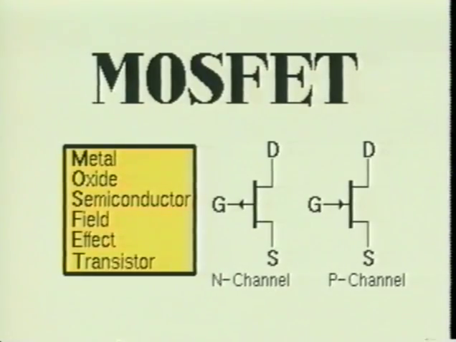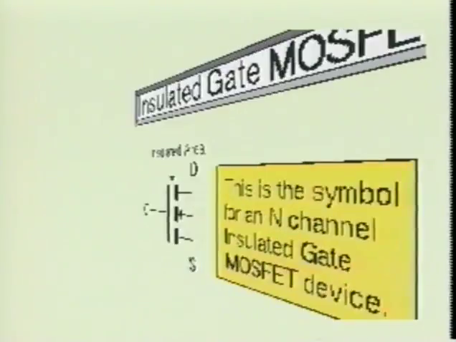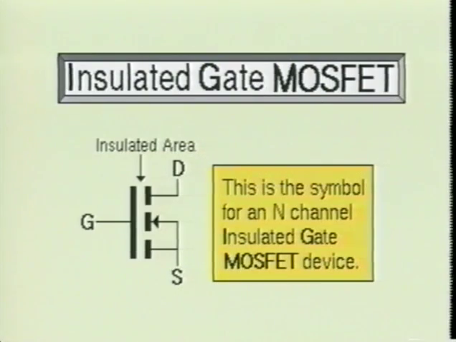Here we see a MOSFET device. MOSFET stands for metal oxide semiconductor field effect transistor. There are many types of MOSFET devices. Here we see another type of MOSFET device. As you may have noticed, this device has an insulated material placed between the gates and the channel material. This device is commonly referred to as an insulated gate metal oxide semiconductor field effect transistor.